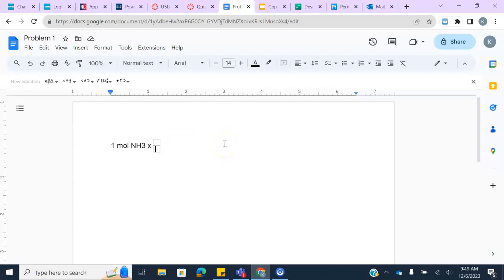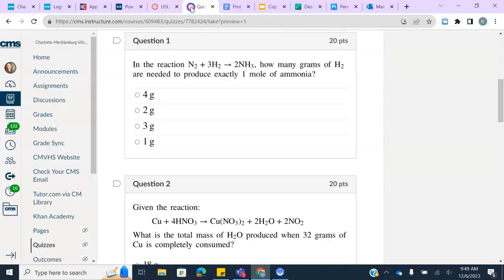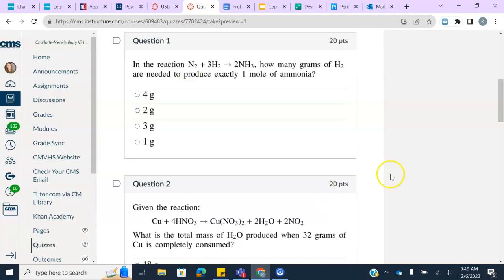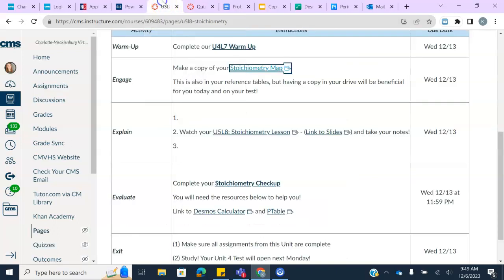So I need to take a look and see what is the coefficient that is in front of my ammonia, because I know that my moles of ammonia need to be on the bottom. So my coefficient in front of my ammonia is 2. So I know there's 2 moles of ammonia, and we are converting to hydrogen. So I'm going to take a look at my hydrogen, and there is 3. So for every 3 moles of hydrogen, there are 2 moles of ammonia.